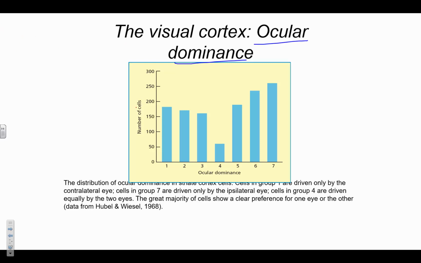Most of the cells in your visual cortex are driven by either the left eye or the right eye. There are a few cells that would fall in this middle region that are equally excited by the left and the right eye, but most of them prefer one eye or the other. Okay.